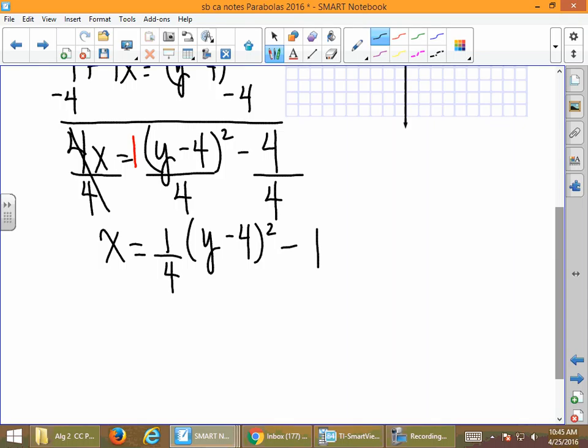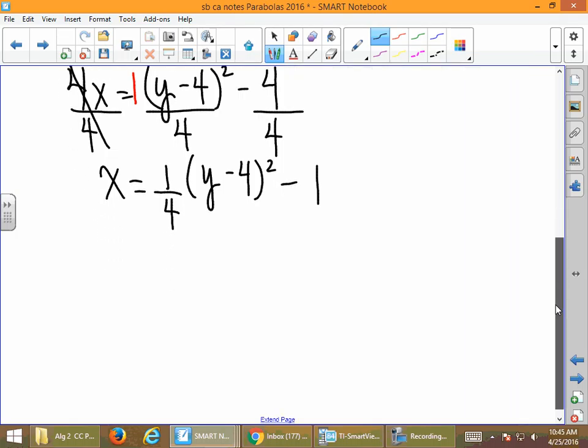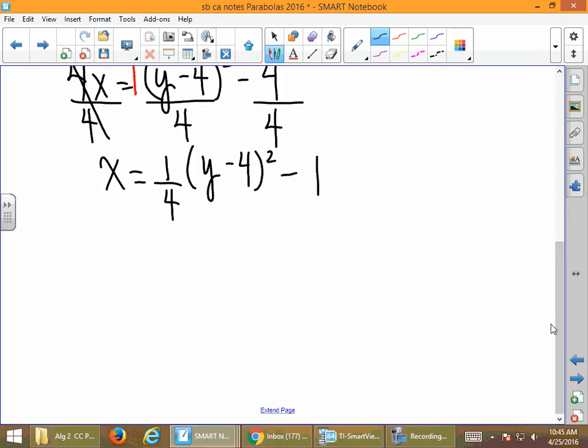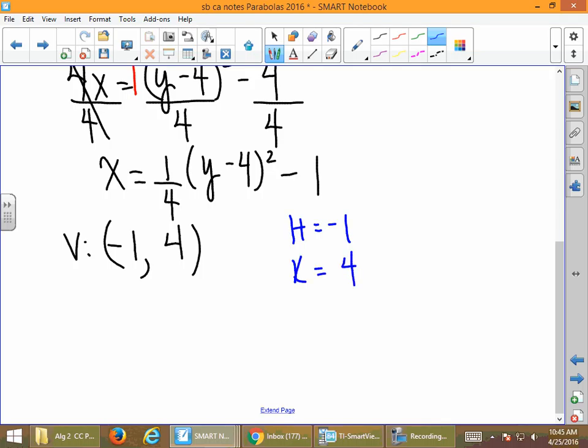So hopefully I left enough space for you to fill things in, because now it's going to be the same thing that we've been doing over and over again. We want to identify what is the vertex. Well, the vertex is going to be negative 1, 4, and before we get too far along, we should identify the fact that h is negative 1, k is 4, and a is 1/4.